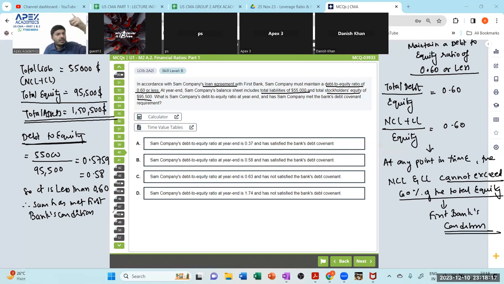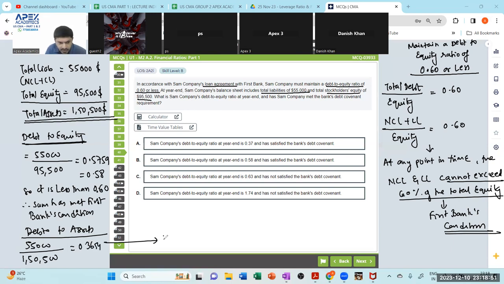Now see what is ahead. Debt to equity. Now I'm just saying one more thing. Debt to assets. Sir, why you are doing like this? Just because I can calculate. You should get the practice. What will it be? Total liabilities divided by total assets. What is your answer? 55,000 divided by 150,500. What I got? 0.3654.